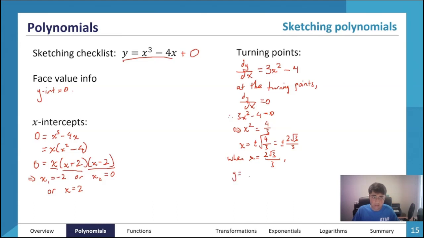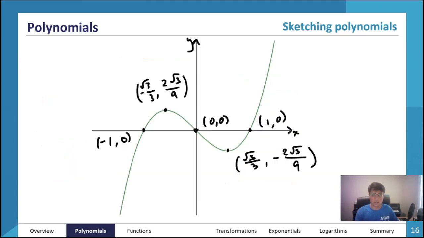Y is going to equal 2 root 3 over 3 cubed minus 4 times 2 root 3 over 3. Running out of space here, but you would go on to simplify that, and eventually you would state your turning points and their coordinates. And then this will be useful in sketching the graph. So it's going to look something like this here.